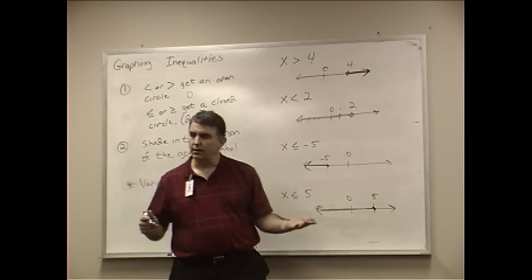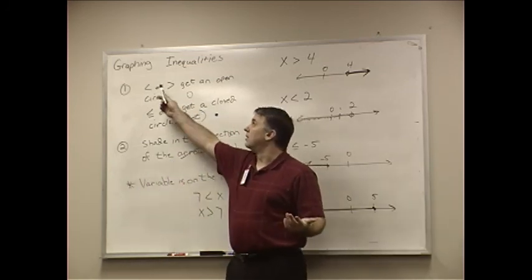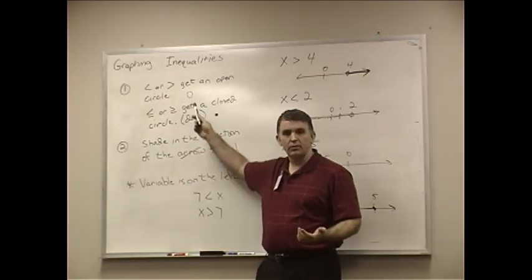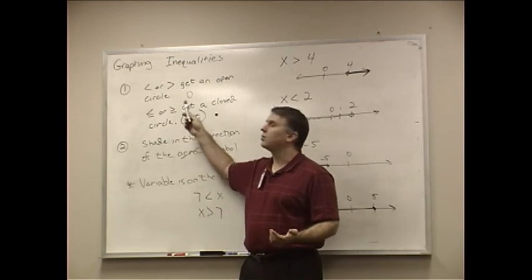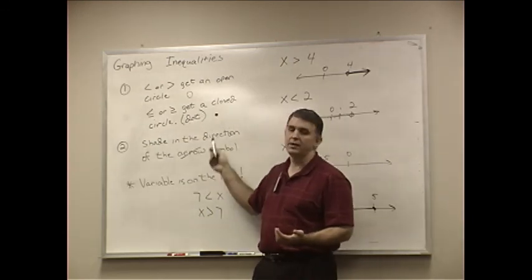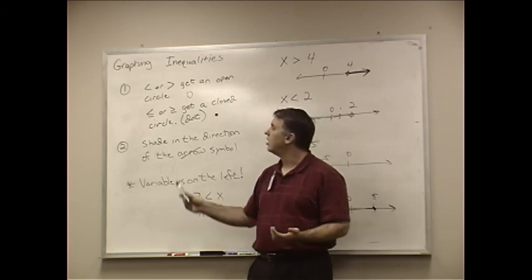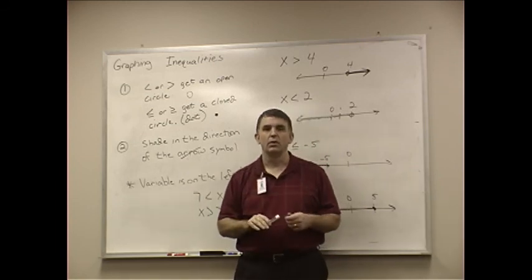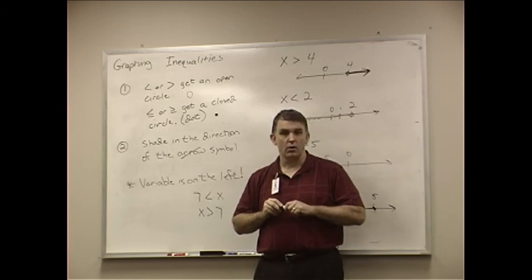Anyway, keep that in mind. The less than or the greater than gets the open circle. The less than or equal to or the greater than or equal to gets the dot or the closed circle. Shade in the direction of the symbol. You can't go wrong. It's the way the arrow is pointing.